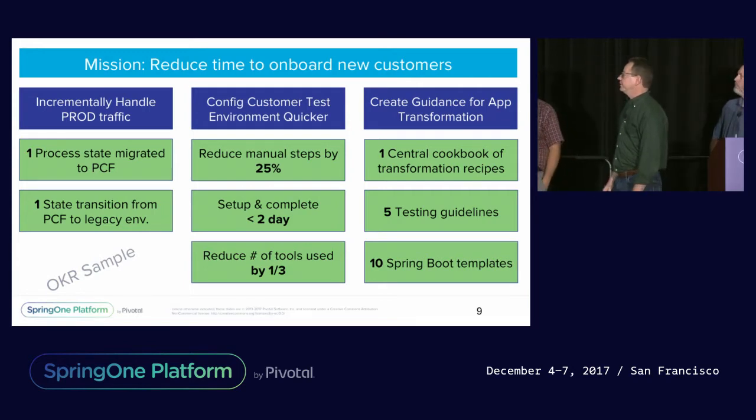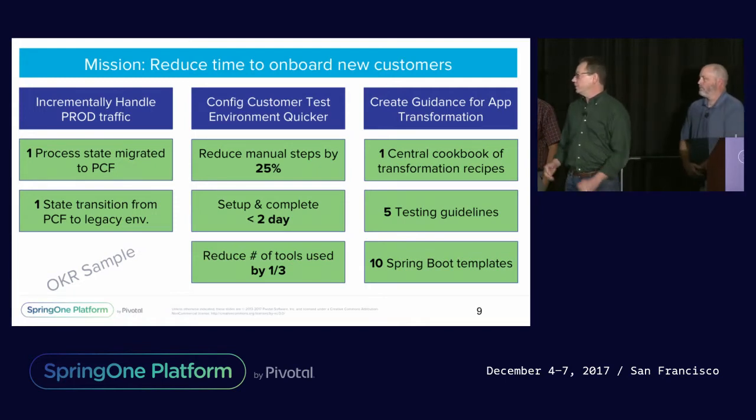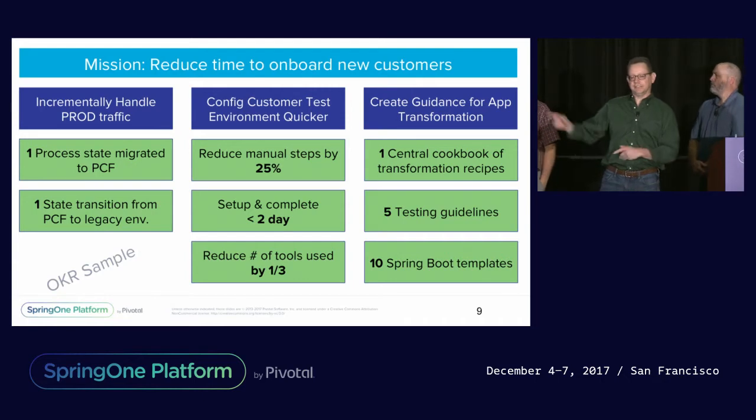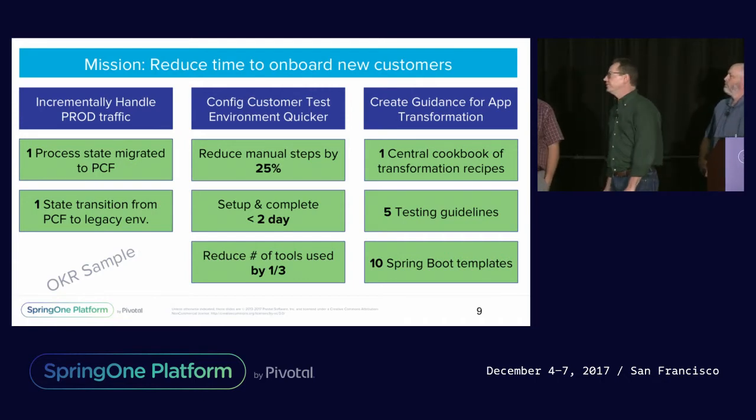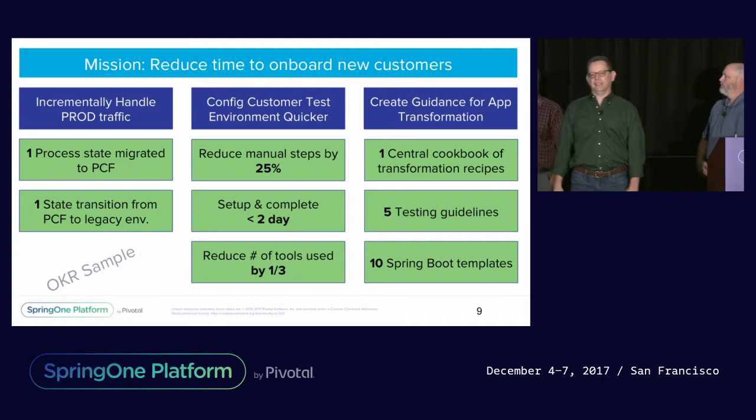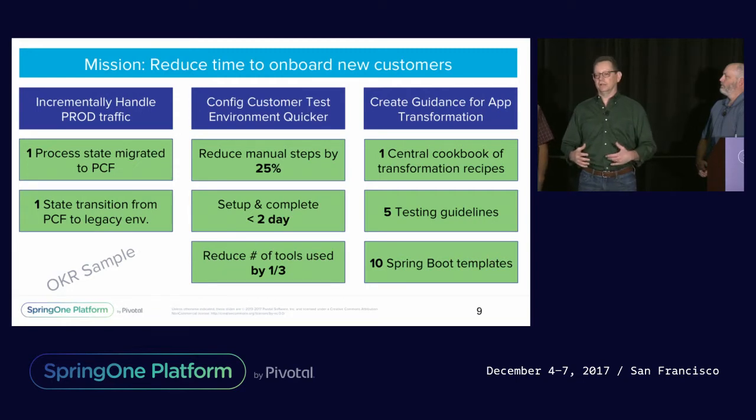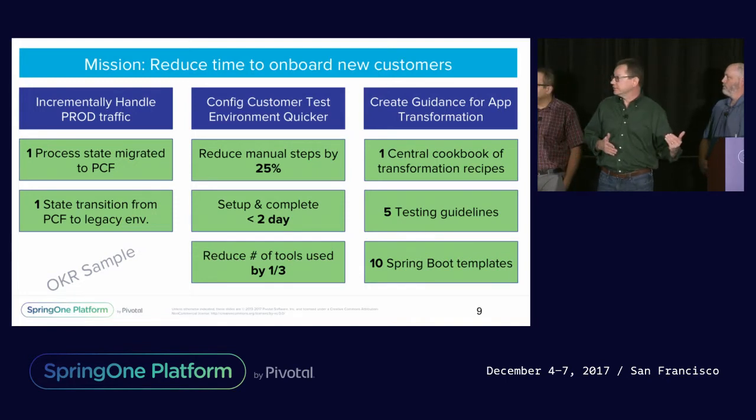And you can see the key metrics that we have here. They're all numbers, right? 1 central cookbook, 5 guidelines, reduced manual steps 25%, 1 process state migrated to PCF, 1 transition from PCF to legacy. That's a really good one. Those KRs right there, the first column, are really key because that shows the way that we like to work with these monoliths: incrementally moving things into production, but being able to coexist with what exists in the legacy or existing systems.